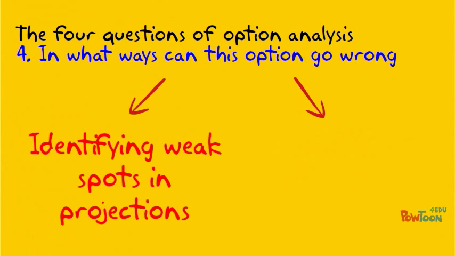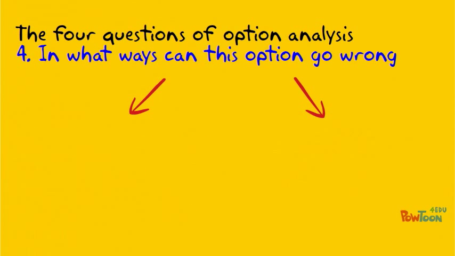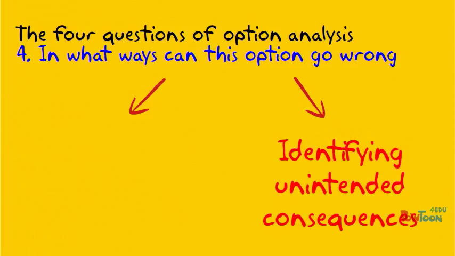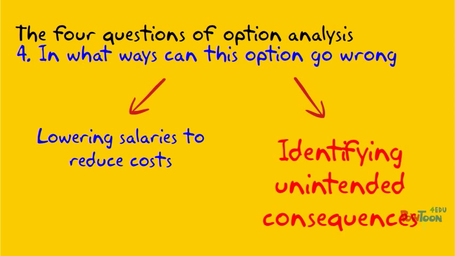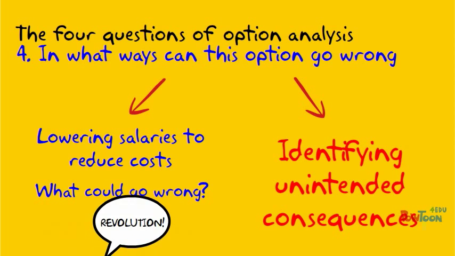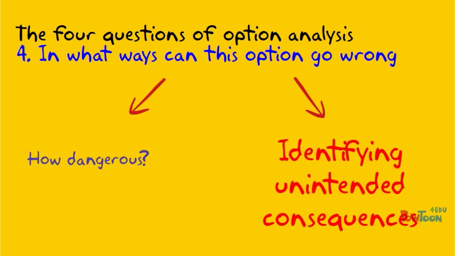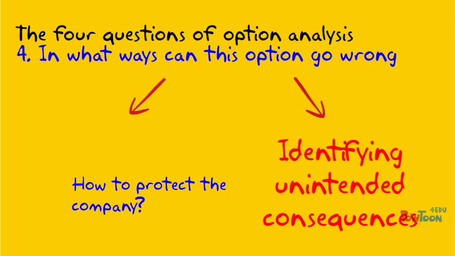Okay, the second part of this 4th question is considering unintended consequences of the option. For example, do you want to lower salary of your sales force to reduce operating costs? Well, think about it. What could be some unintended consequences of that? How dangerous are those unintended consequences? Is there anything the company can do to protect itself from these unintended consequences?